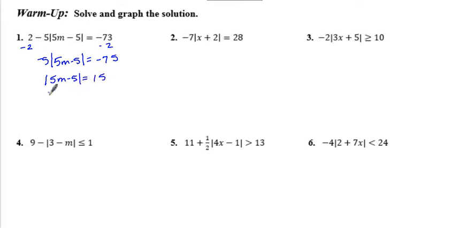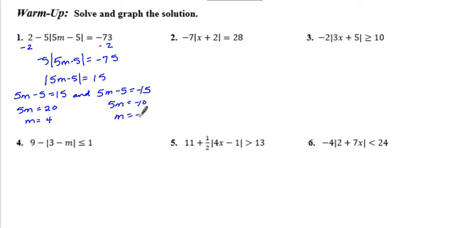Then you do your setup. You say 5m minus 5 equals 15. And 5m minus 5 equals 15's evil twin, -15. Now you solve each side. Add 5 to both sides, divide by 5, add 5 to both sides, divide by 5. Those two answers are the two solutions that make the original equation work. Okay?